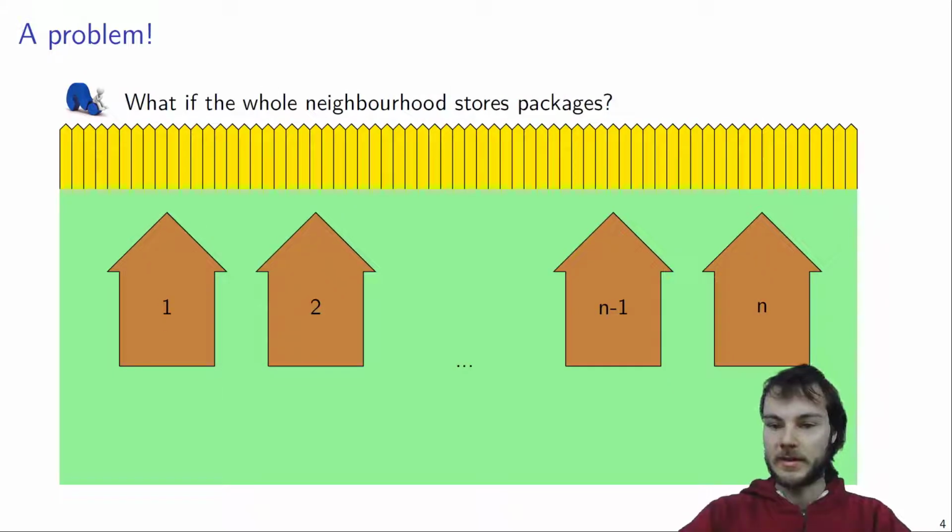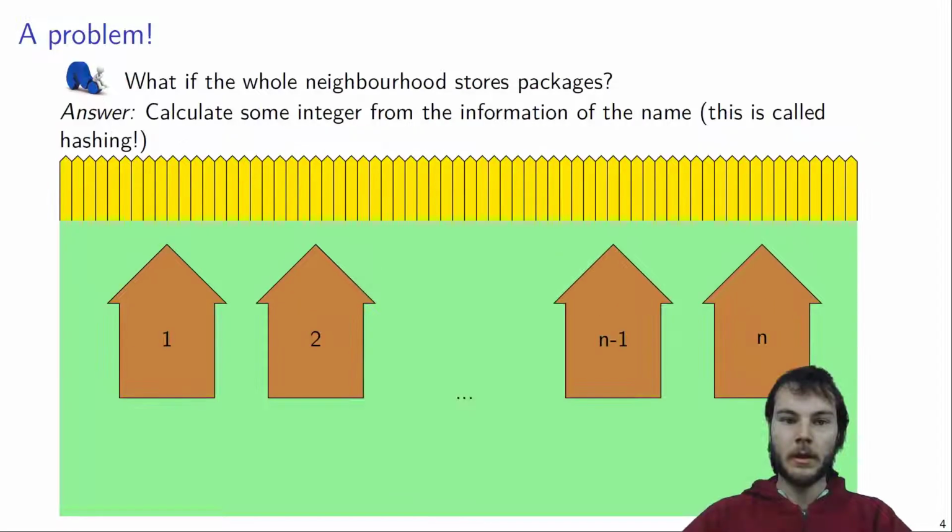So how can we do this then? What we have to do is find, from a name, a number, and then look in the shed of that number. That's basically what we're going to have to do. So calculate some integer from the information of that name, and then look in that shed. And this is called hashing.